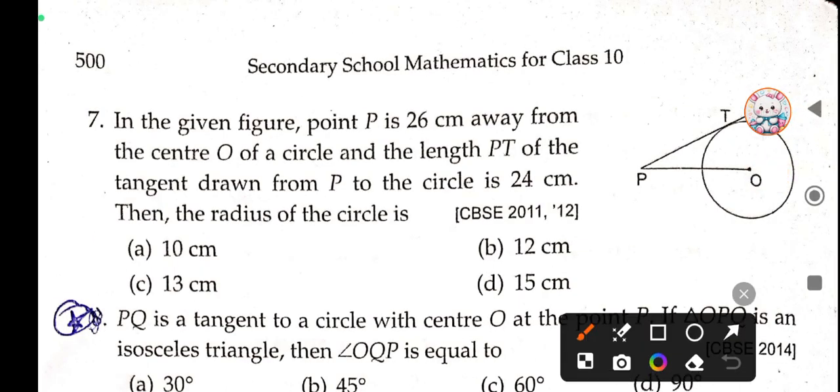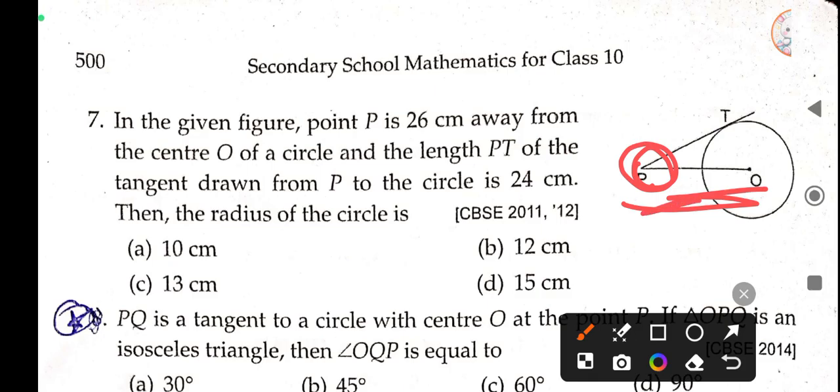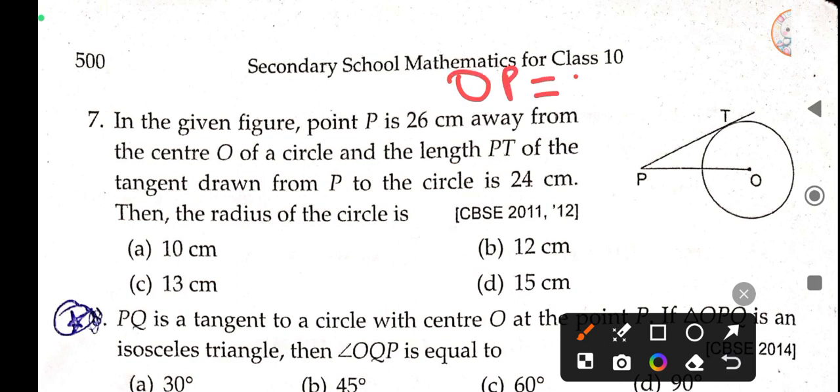This is our next question, which says that in the given figure, point P is 26 centimeter away from the center O. So P is 26 centimeter away from center O, so this OP is given. Indirectly, OP is 26 centimeter.